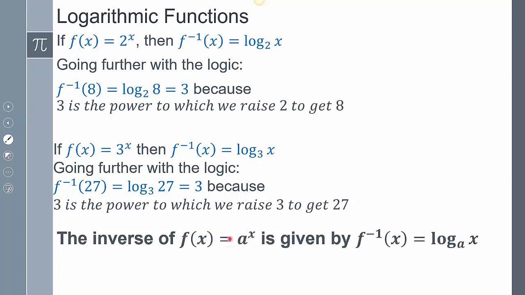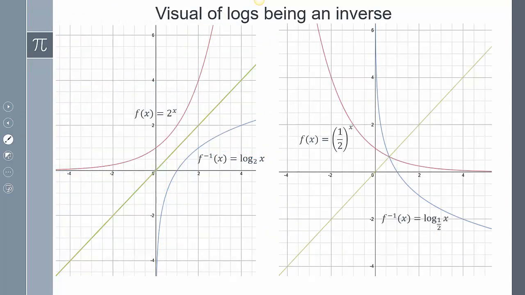And so we can make this statement: if f of x equals a to the x, then our f inverse is log base a of x. Here are some visuals of what's going on. Here's our 2 to the x. There's our f inverse, which is log base 2 of x. Notice how it's a reflection over the line y equals x, which symbolically shows that these are inverses.